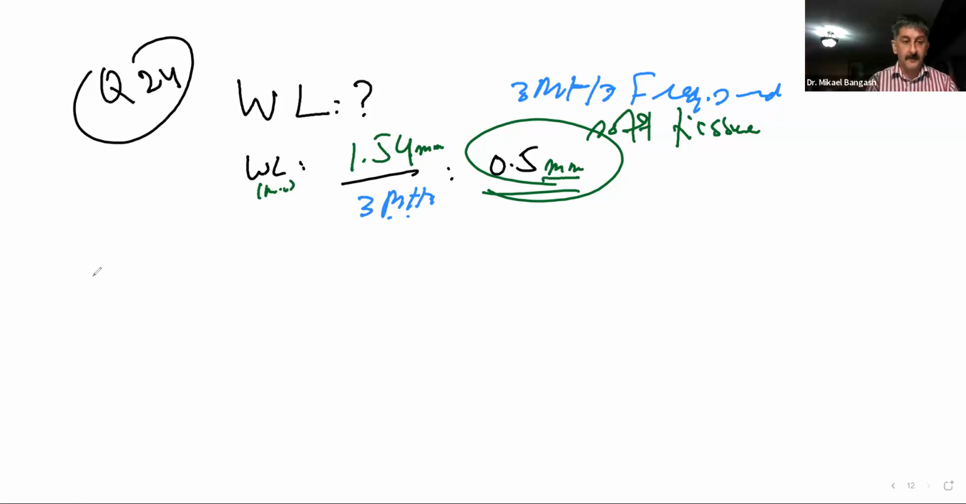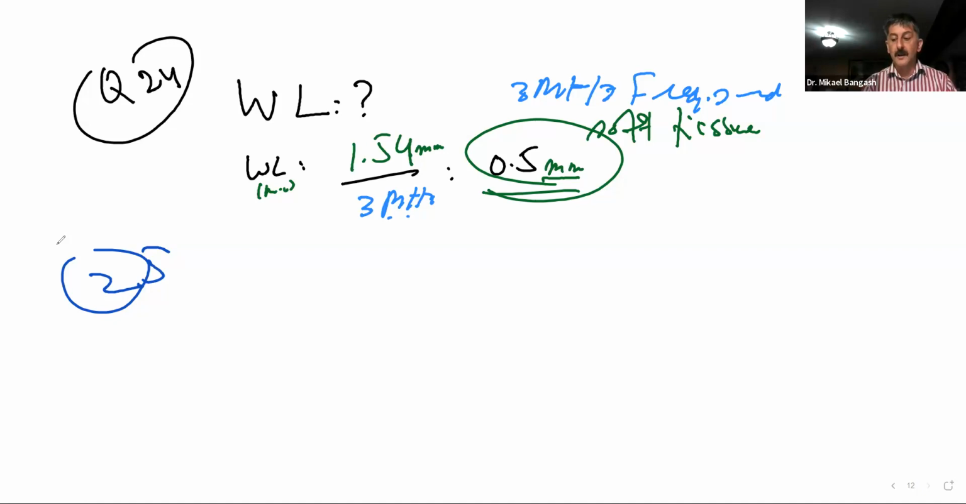Question number 25. What is the wavelength of a wave with an unknown frequency traveling through soft tissue? Practically, it should have been unknown because we don't really know the frequency of the transducer. But you have to work it out from the options you've been given.